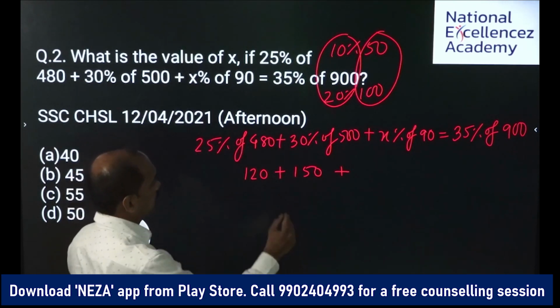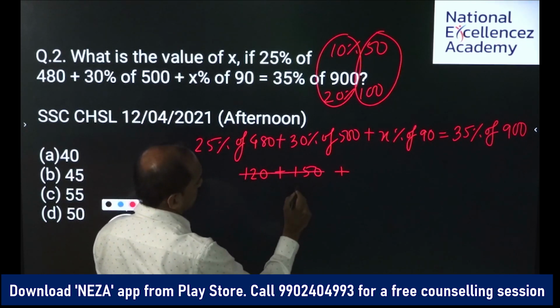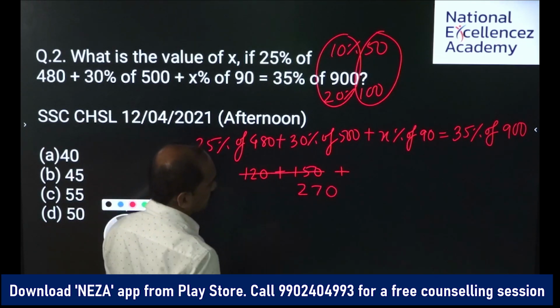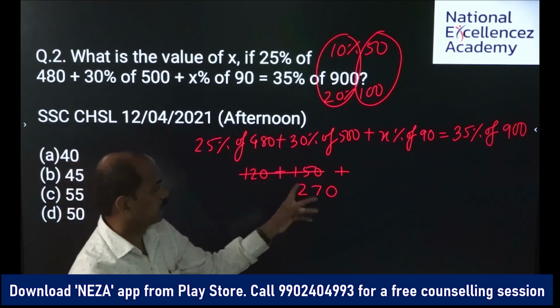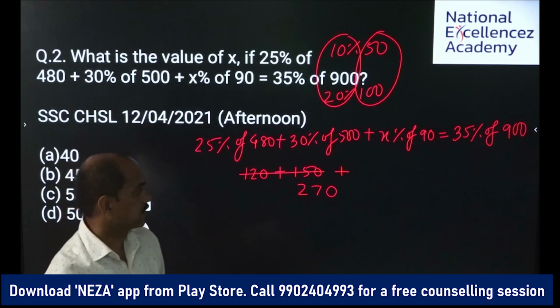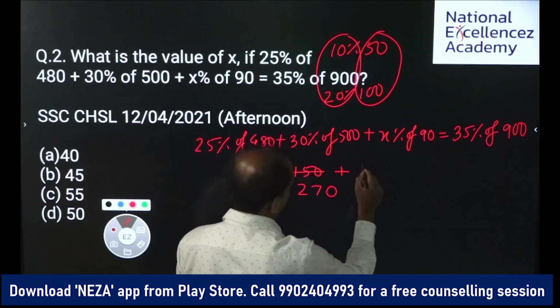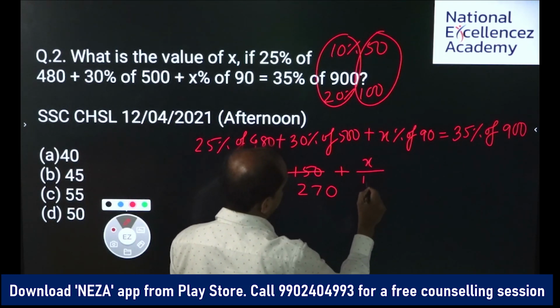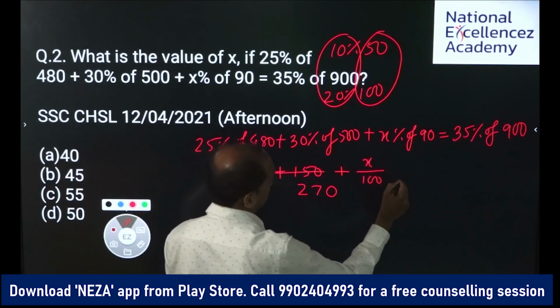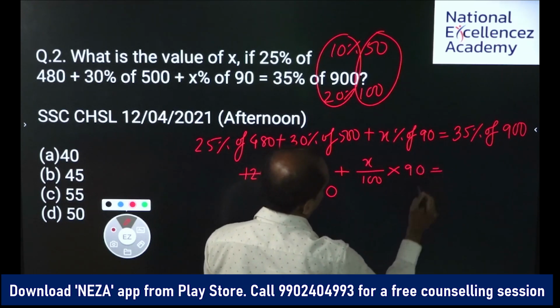So together it is 270. 150 plus 120 together it is 270 on this side. And what happens to this side? X% per means line, cent means century, off means into 90 is equal to.